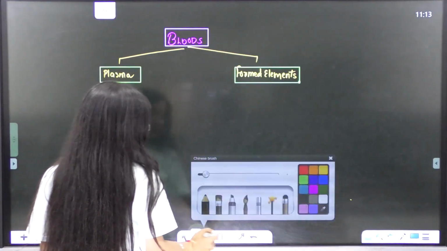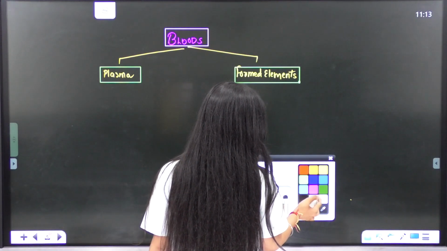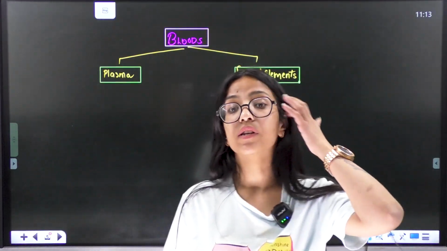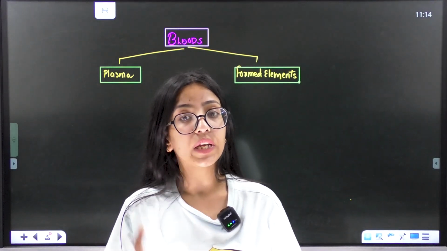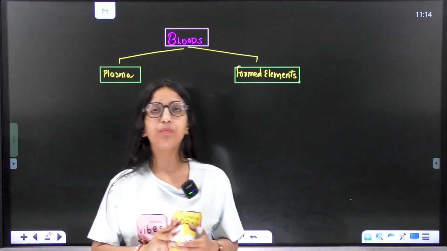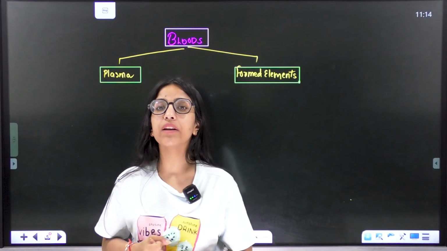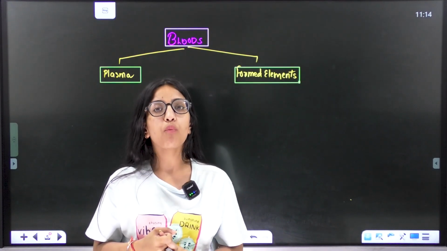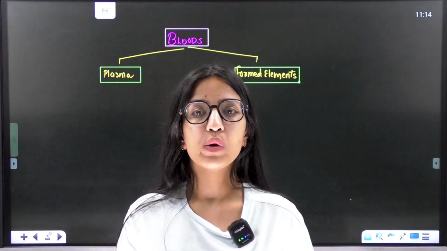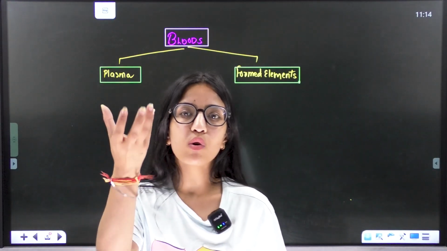Plasma. So what is plasma? Blood minus formed elements. When we talk about formed elements in frog, we will talk about three types of blood cells. Red blood cells, also called erythrocytes. White blood cells, also called leukocytes. And platelets, also called thrombocytes.